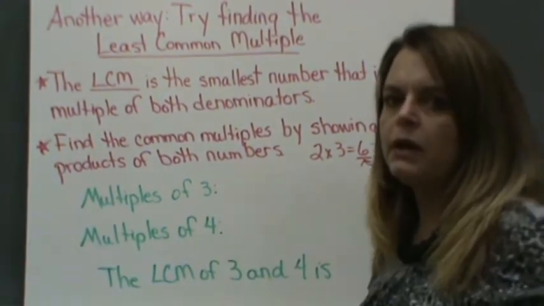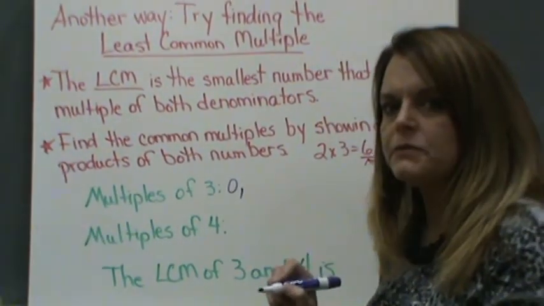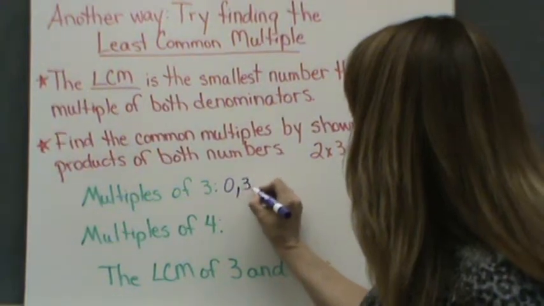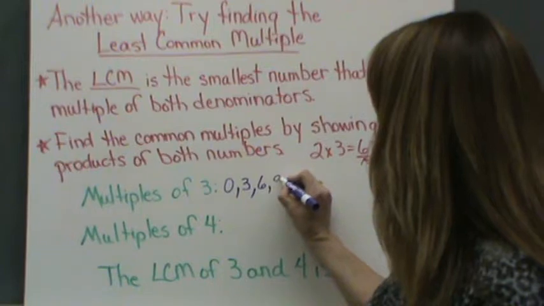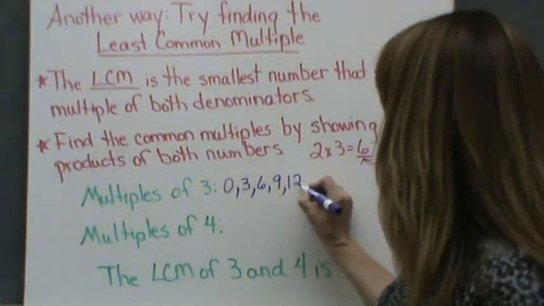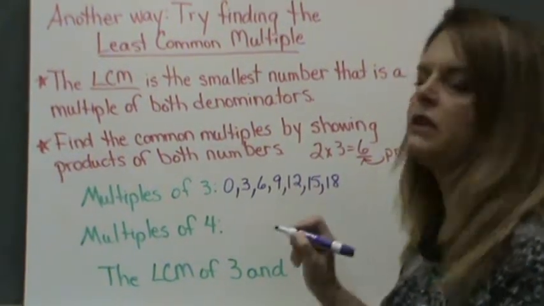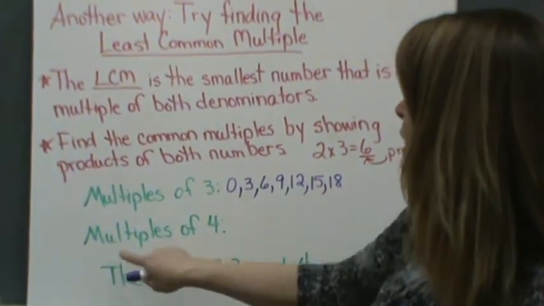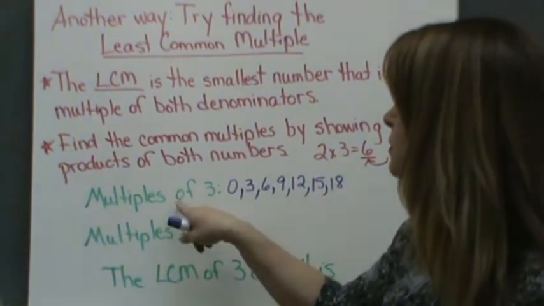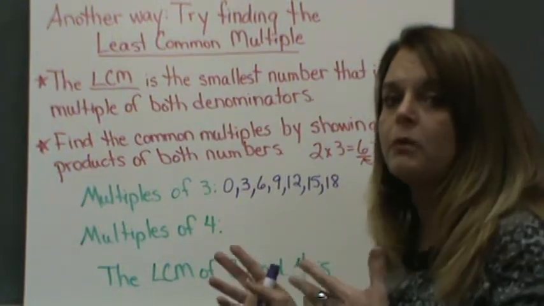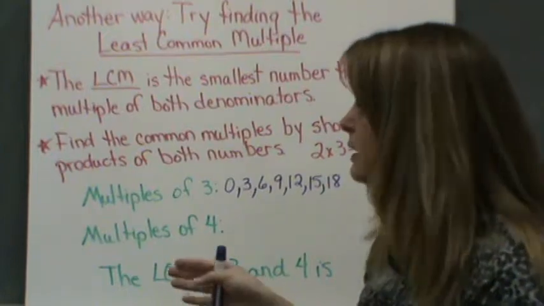Multiples of 3. Well, I would start with 3 times 0 is 0. 3 times 1 is 3. 3 times 2, 3 times 3, 3 times 4, 3 times 5, 3 times 6. Let's see if that's enough. Now I'm going to find multiples of 4, because I'm going to try to find the least common multiple of 3 and 4. If 3 and 4 were my denominators, I was looking for a least common multiple. This is how I would set it up.